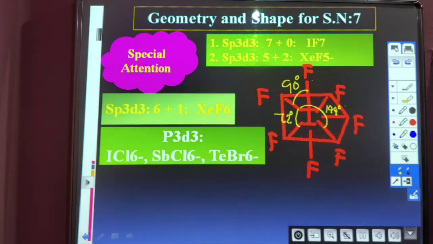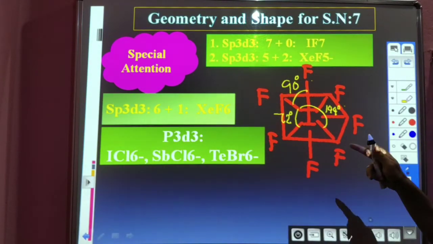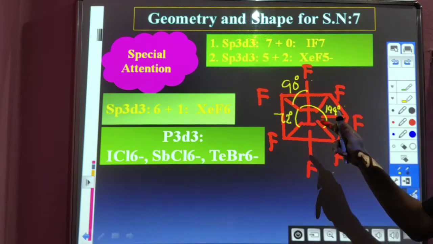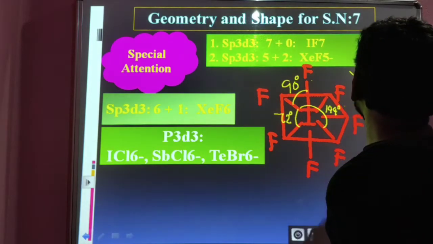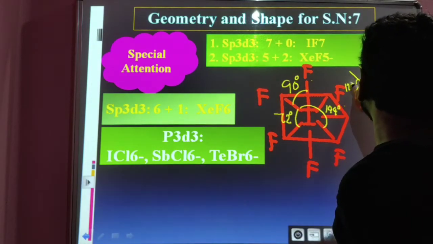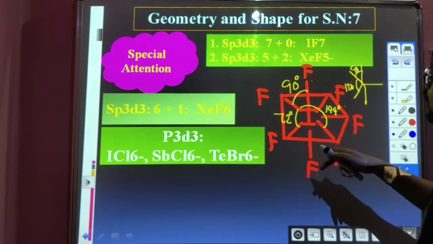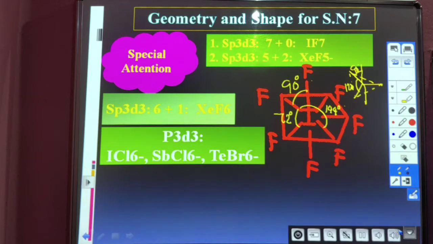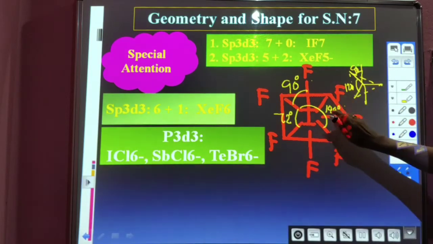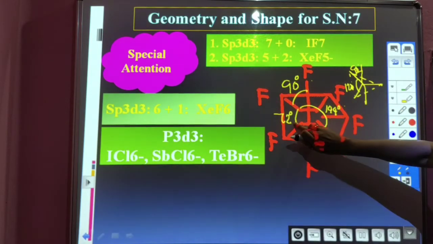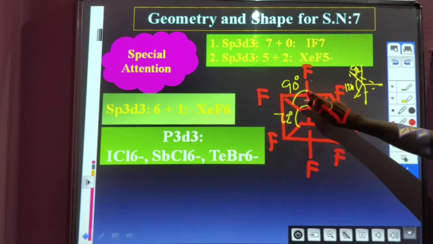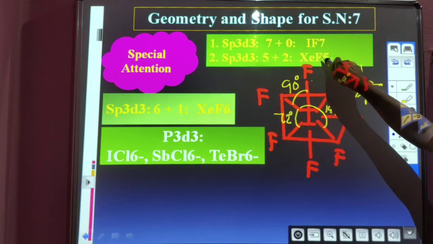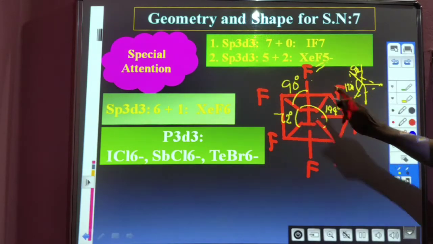Okay, no problem. So in the case of trigonal bipyramidal geometry, we have observed that here the angle will be more, and the plane is an equilateral triangle. Here the angle will be more, but in this case, the angle is less compared to this angle. What will be used for that? This will be used here. I will show you XeF5 minus.